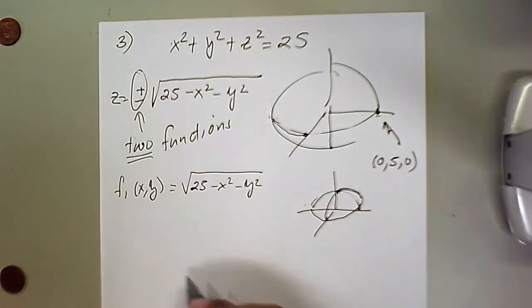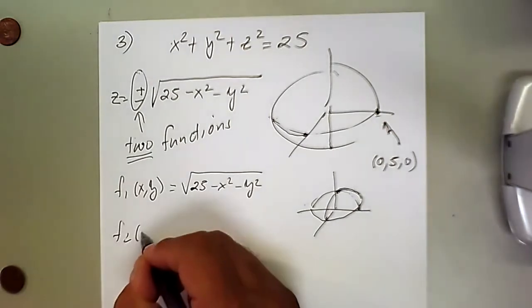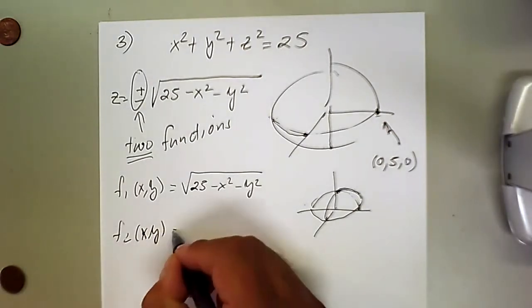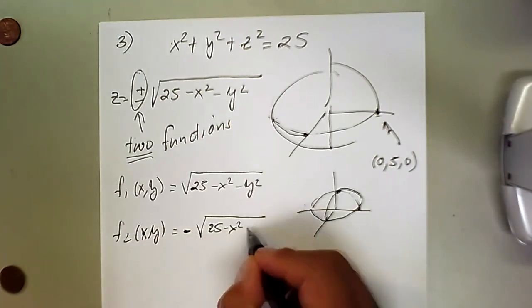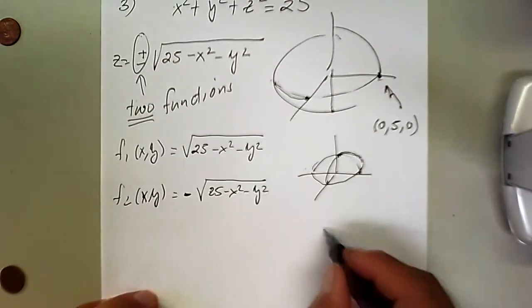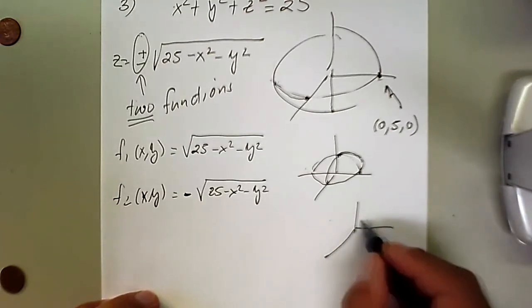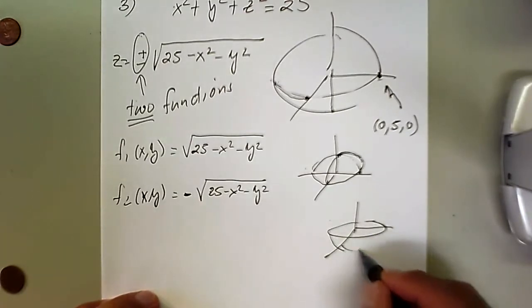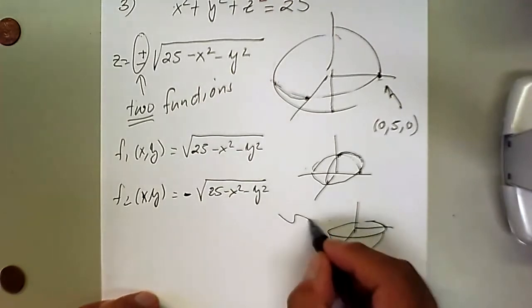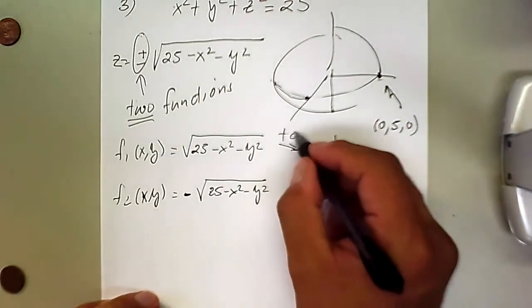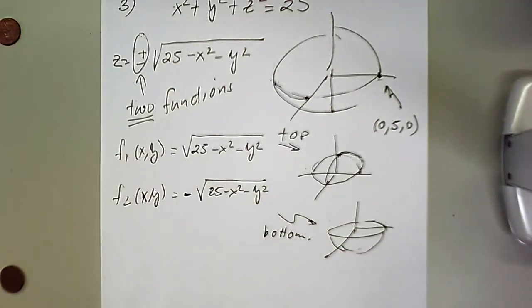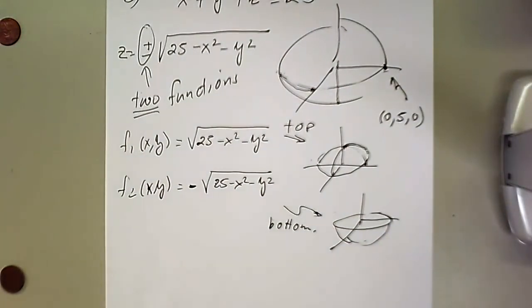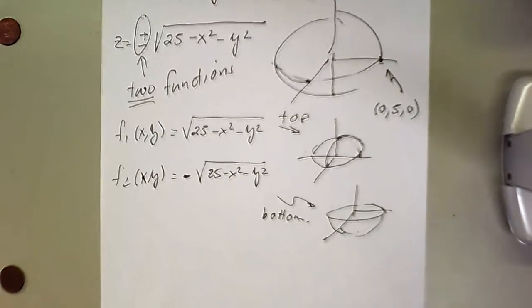And then f2 of x, y, which would be the opposite of this one, minus the square root of 25 minus x squared minus y squared. And that's going to be, let's do the circle first, and then that would be the bottom. So that is the bottom, that is the top. By the way, you don't have to solve for z, you can solve for y, but then your picture is going to be sideways.